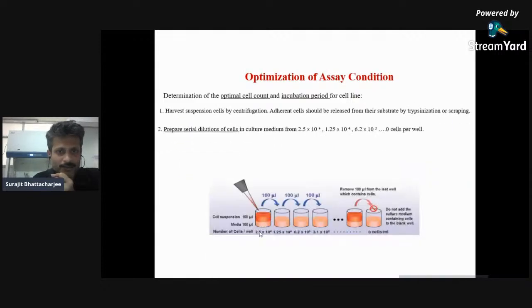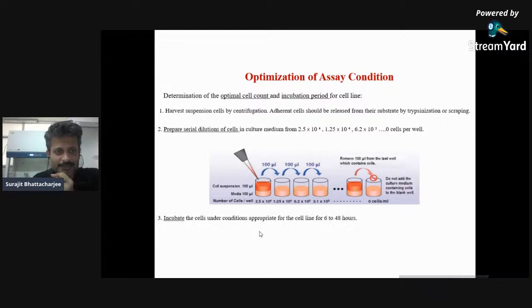To optimize the assay condition, first we need to optimize the cell count, and also the incubation period for the specific cell line with the tested compound. And then we harvest suspension cells by centrifugation, and in the case of adherent cells, they can be released from the substrate by trypsinization or scraping. Whereas for serial dilution, as we have already discussed, in the culture medium we can use the multi-channel pipette, and we incubate the cells under appropriate conditions, from 6 to 48 hours.